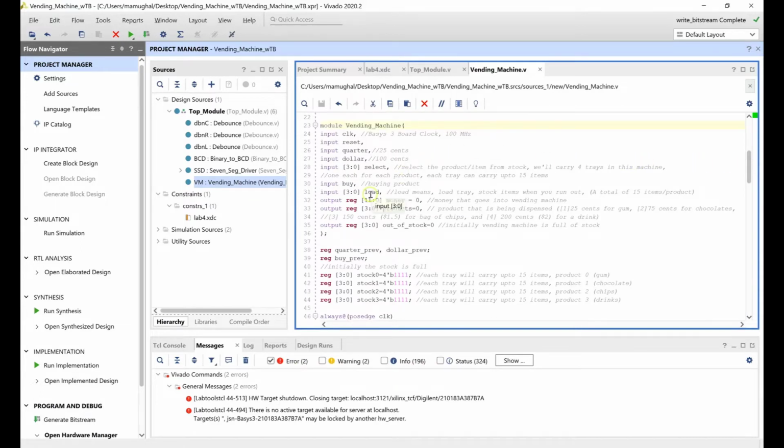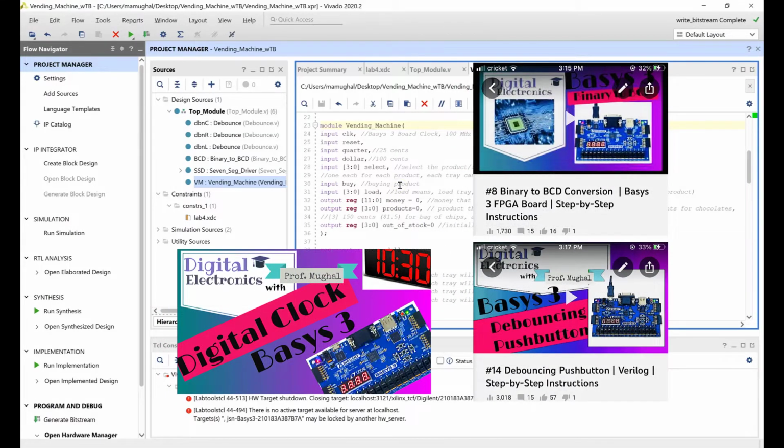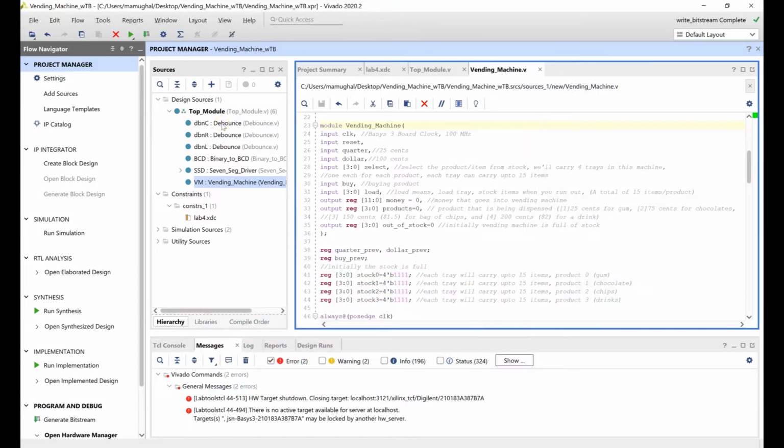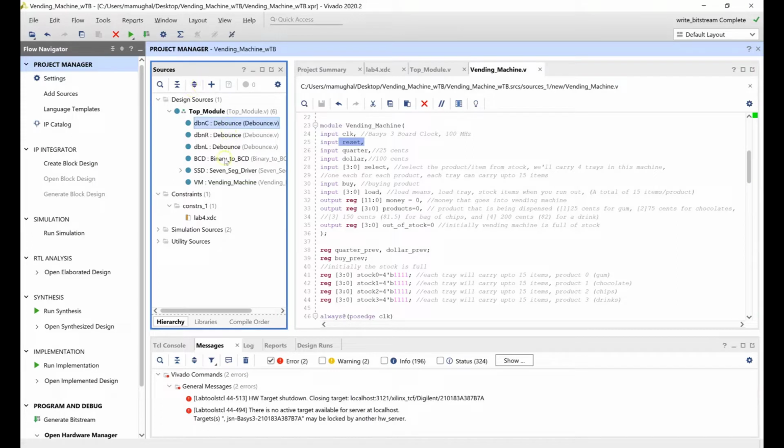I'm going to go through the vending machine for the most part. There are a few other modules in this project. I'm not going to go over them because I have done it many times in my other tutorials. So for example, in this vending machine, we're going to have the clock, which is an input, a Basys 3 port clock, the 100 megahertz one. You have a reset button, and on the left you see these are all the source files.